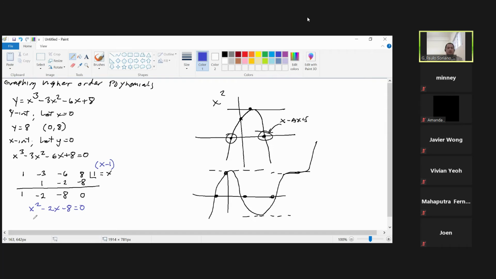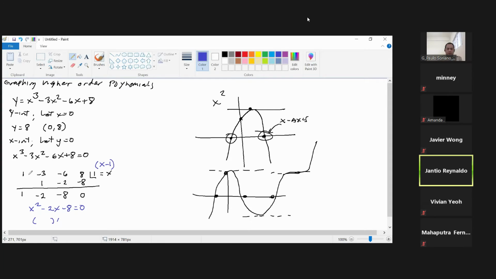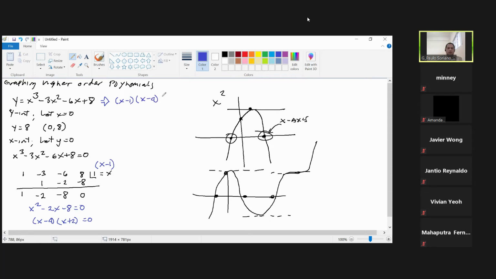Okay, so what factors can I bring out here? Negative 4 and positive 2. Okay, so basically this in factor form is made up of x minus 1, x minus 4, and x plus 2, equal to 0.